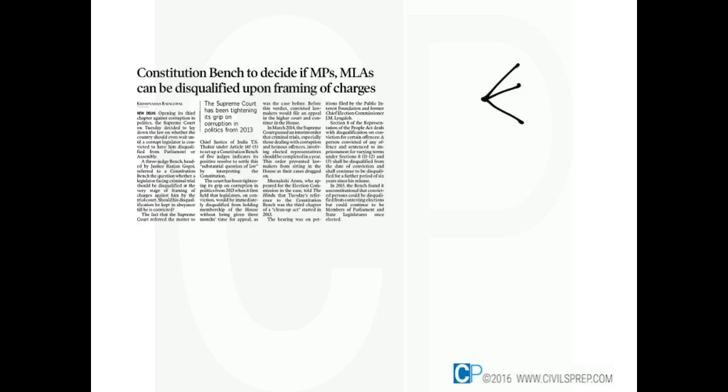So in these matters, let me explain this. If the right to representation of an individual and the right of the citizens to clean representation come together, the right of citizens to clean representation has to prevail over an individual's right to represent the people. So in this context, any law has to balance two things. An honest man on whom frivolous charges of corruption are laid shall not be disqualified.